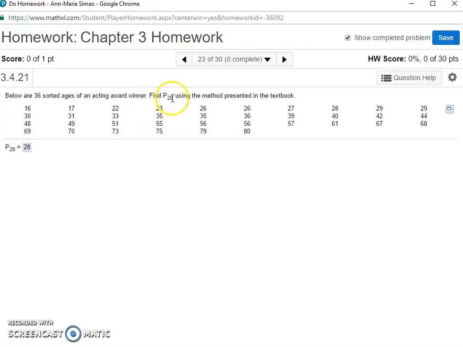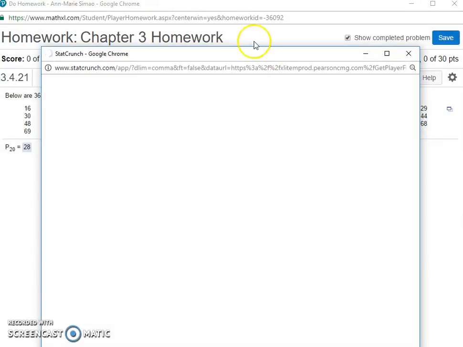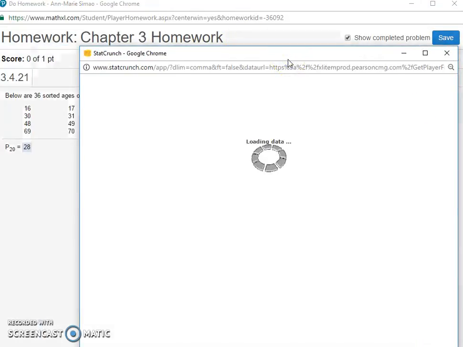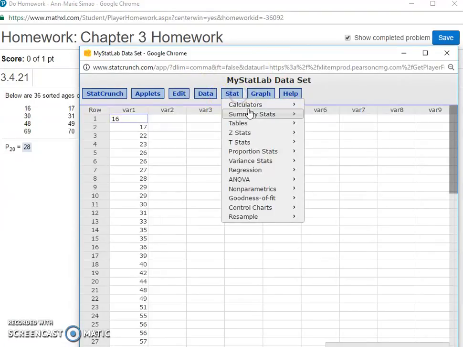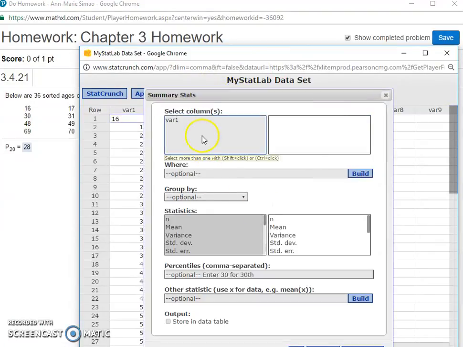So below are 36 sorted ages of acting award winners. Find P sub 20, so the 20th percentile, using the method presented in the textbook. So here's one. You notice I have my box here, open in StatsCh3. Takes a second. I'm going to do the same thing, summary stats columns. Select my variable 1. We're going to skip these pieces. You can just click N so you don't have too many things going on there.